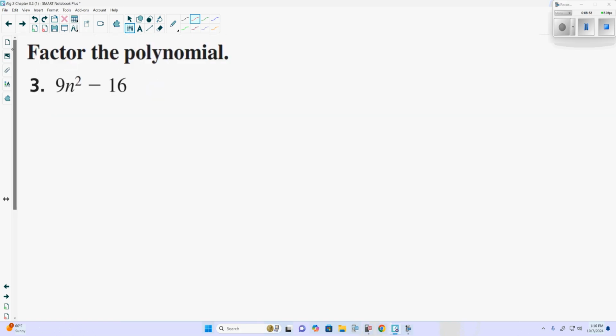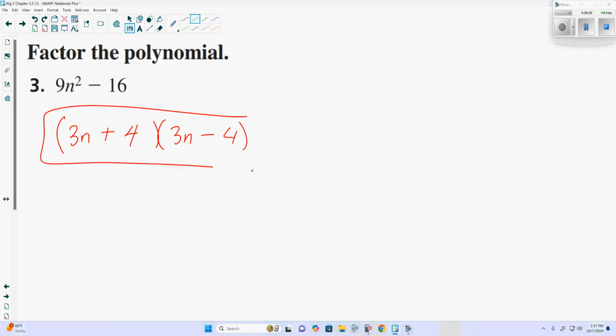9n squared minus 16. 9n squared, is that a perfect square? What would it be? So it'd be 3n, yes? Plus, minus. What times itself is 16? 3n plus 4, 3n minus 4. Because we can still write it as parentheses 3n squared minus parentheses 4 close parentheses squared, and then go to this here.